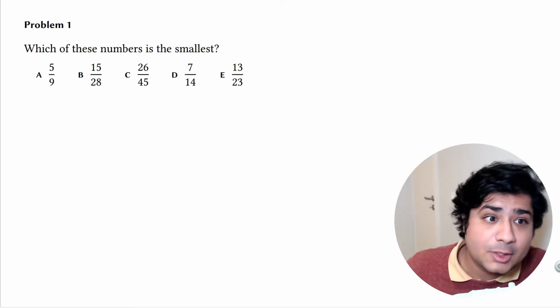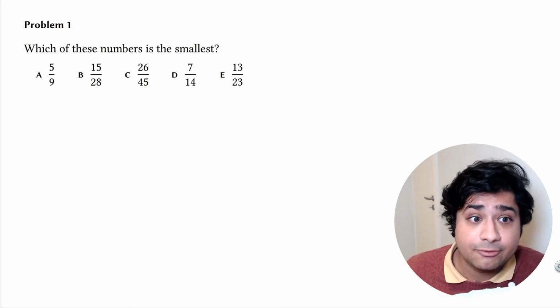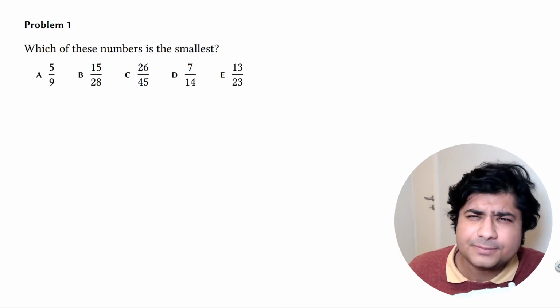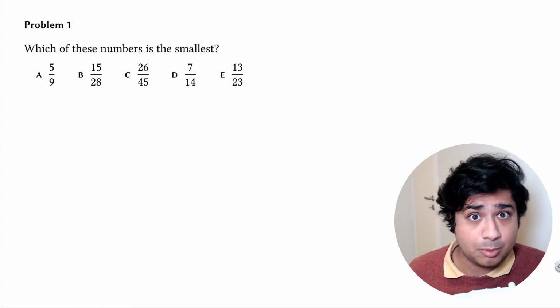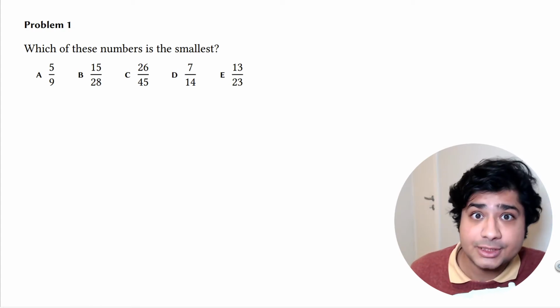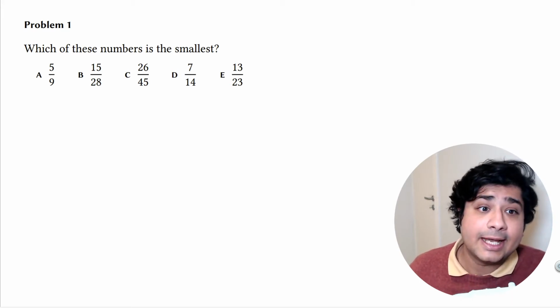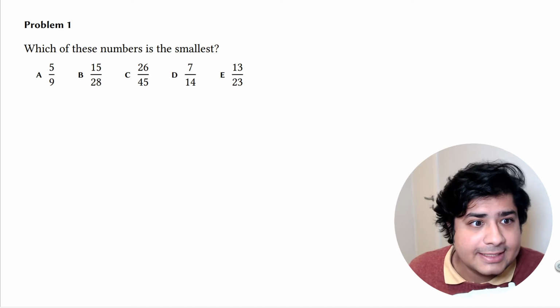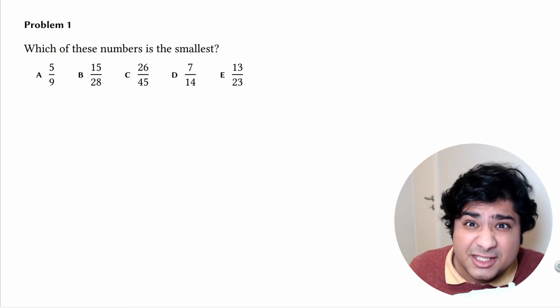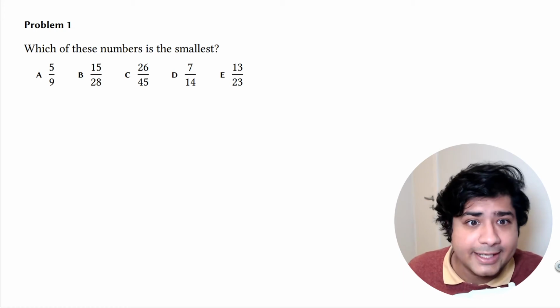Problem 1. Which of these numbers is the smallest? And then we're presented with 5 options. So fairly straightforward problem. We know exactly what the question is asking. And we have 5 options, one of which has to be the smallest number out of the 5. And another thing that I see immediately is that all of these are fractions. So I suppose that makes it kind of easier to compare them to each other, right?